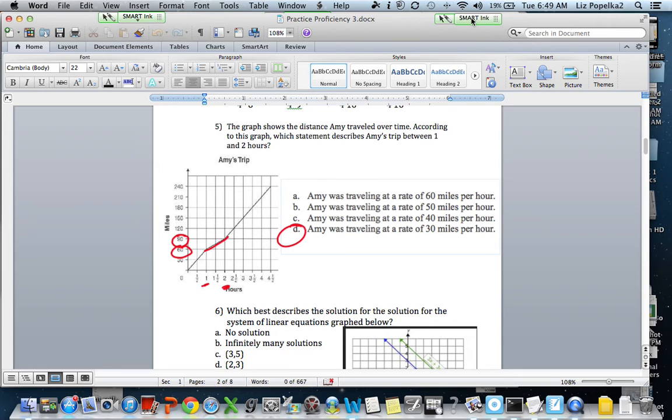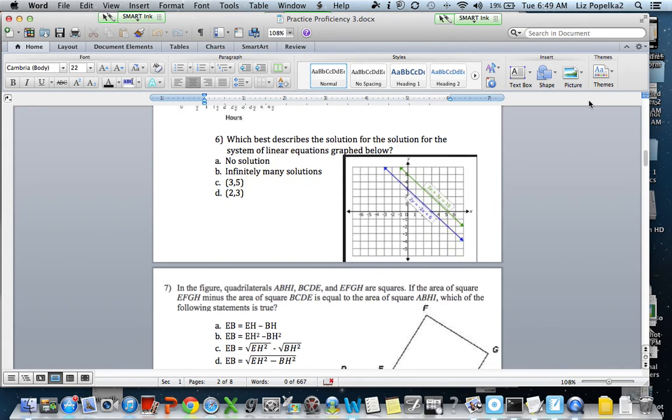Last one in the review section is number 6. It says, which best describes the solution for the system of linear equations graphed below? So a system of equations is when you have more than one line. And an example of a solution for the two is just when the two graphs cross, like where on the graph they would cross. So let's say I've got a line that goes here and one that goes right here.